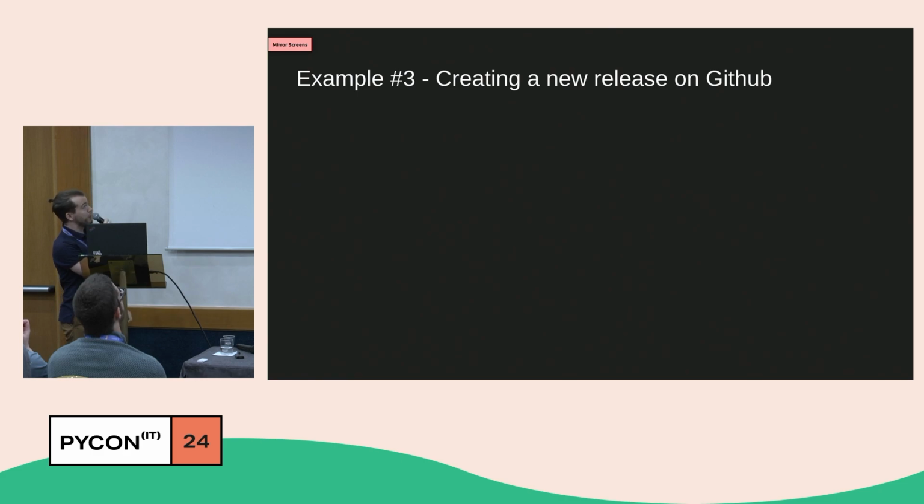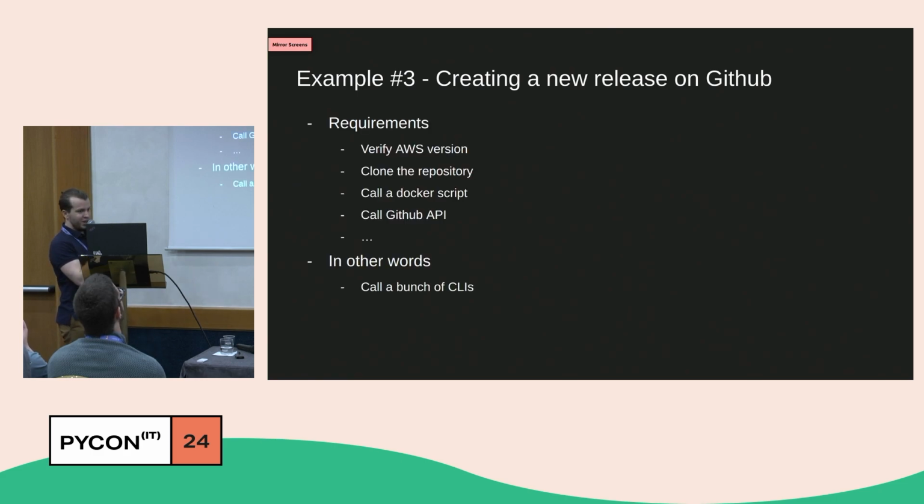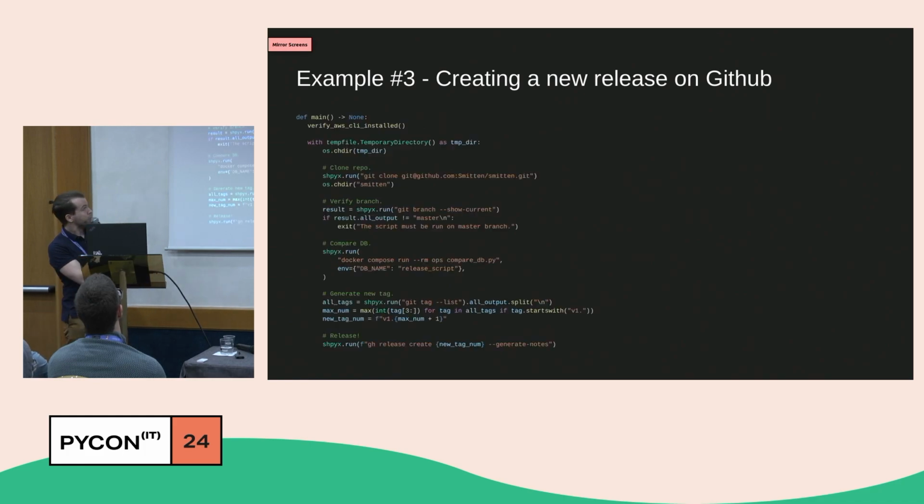This one is a bit of a long code. Let's see that. I hope that it works. So this is the real release script of the Smitten project, and this is just a list of things we need to do. We want to verify the AWS version, clone the repository, run some script, call the GitHub API, call the Git API, or in other words, a bunch of CLIs that we have to call. And what's the best place to run a few bash commands? Python. So let's see if it's bigger.